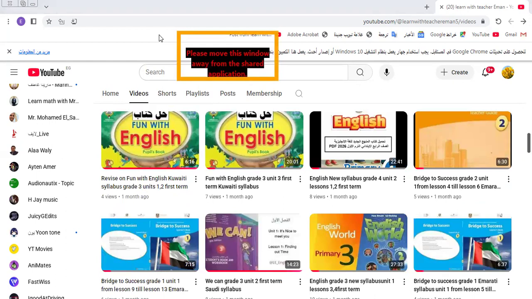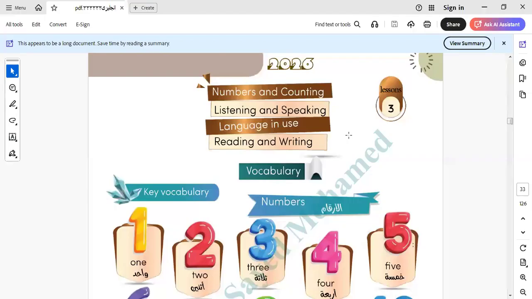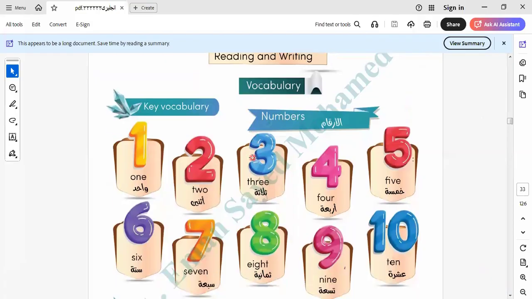Let's go to our unit today. Last class, I stopped on unit 2, lesson 2. Today, I will resume from lesson 3 till the end of the unit. In this unit, we learn some new vocab related to numbers. Here we learn how to write numbers in letters.